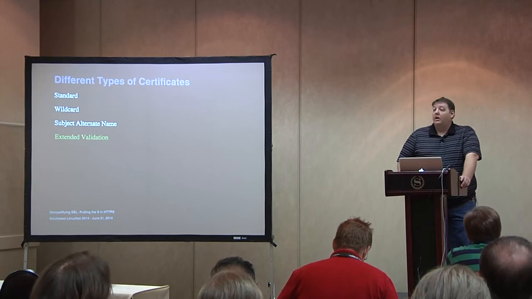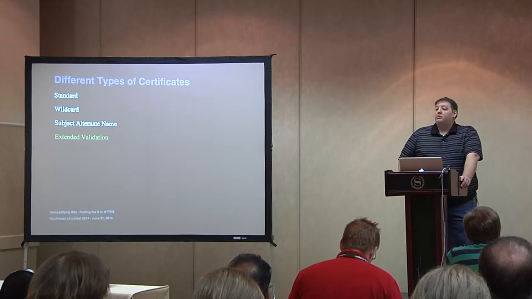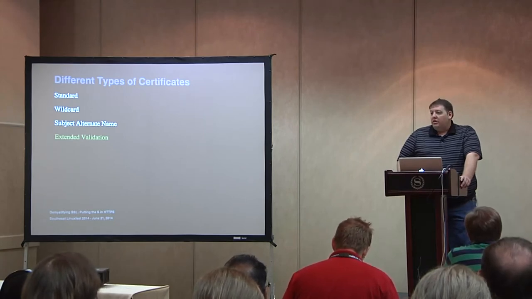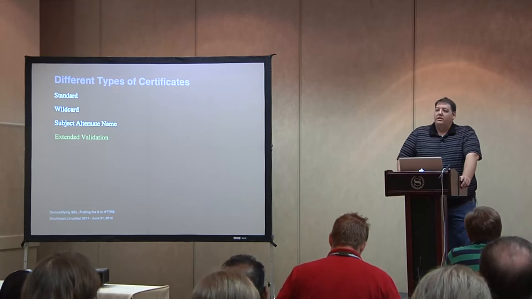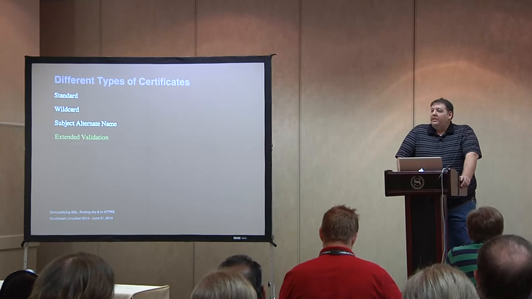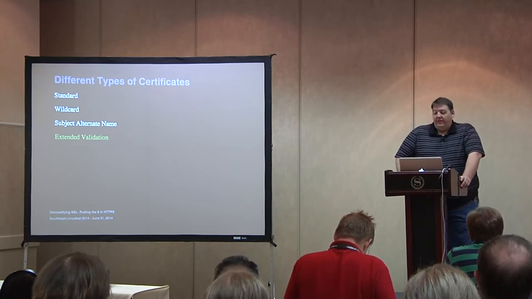They will actually go and look up, is this a business? Where is this business registered? Are they visible according to the local chamber of commerce? Do they have a business card? Do they have contacts? They do a very exhaustive search. Technically, you're not offering anything extra other than more validity. That's why it's called extended validation.